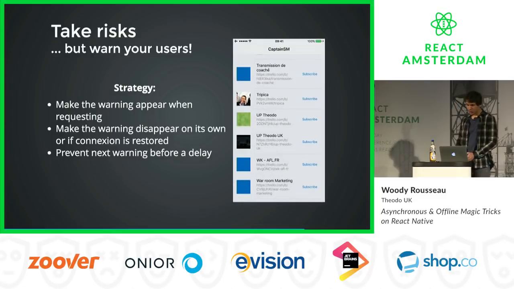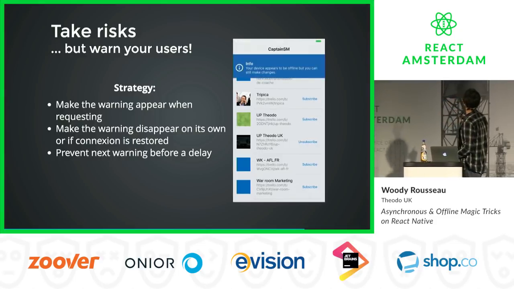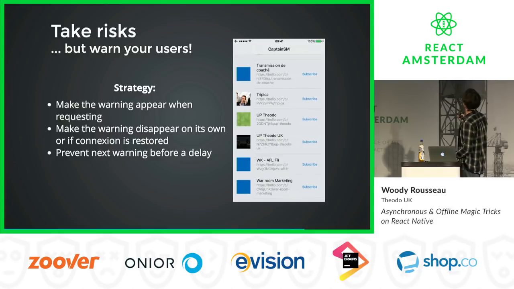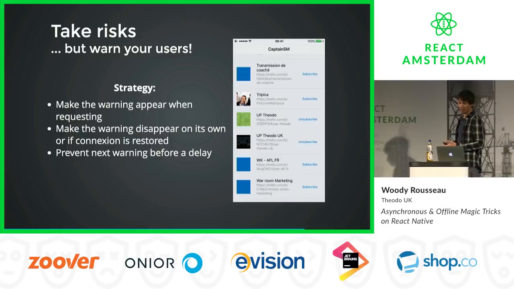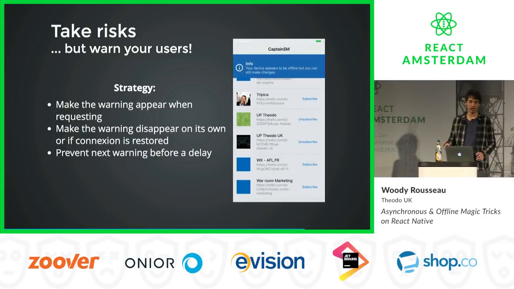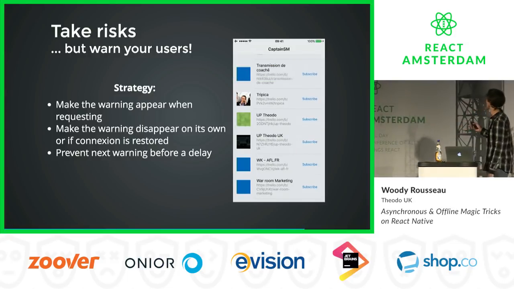So once you've used this great library, Redux Offline, you also want to warn your users that you're taking a risk and you're being optimistic about things. This is a simple implementation of that. As you can see, I'm on offline mode, I'm on plane mode. I'm unsubscribing and I want to maybe display some sort of error saying that the device is currently offline. This is what Facebook was doing actually. But I can still make changes because we trust that once my connection is restored, the changes are going to go to the server. This is a very simple strategy that I implemented here.